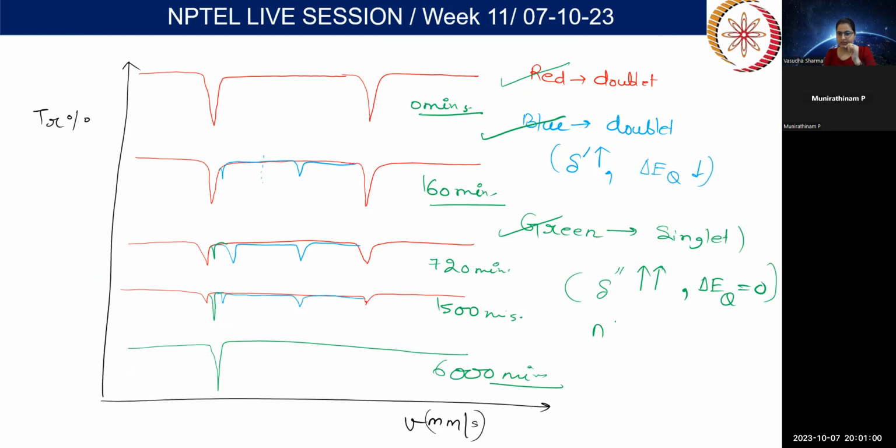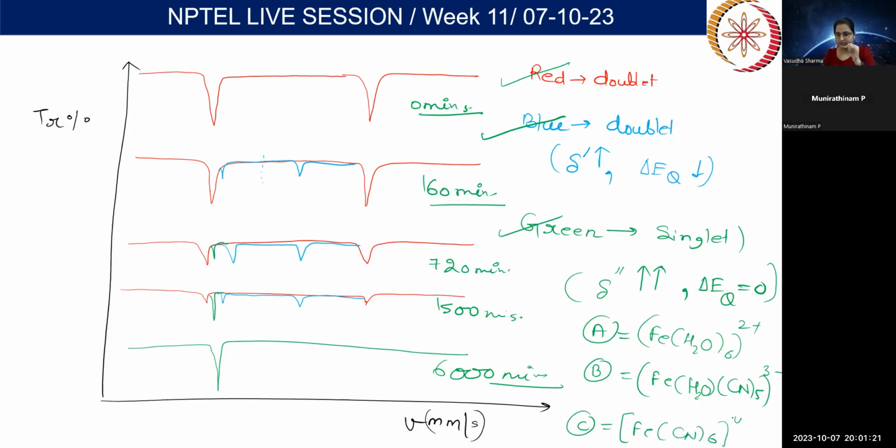I'll just write here also. We are saying A is Fe(H2O)6 2+, B is Fe(H2O)(CN)5 3-, and C is Fe(CN)6 4-. So you need to tell me which one is red, which one is blue, and which one is green. Can you please try? If you understand this concept, then it is very easy to answer any question. Okay, ma'am.